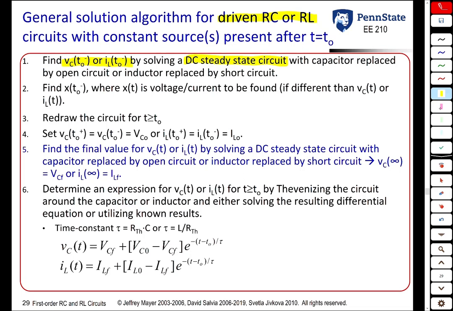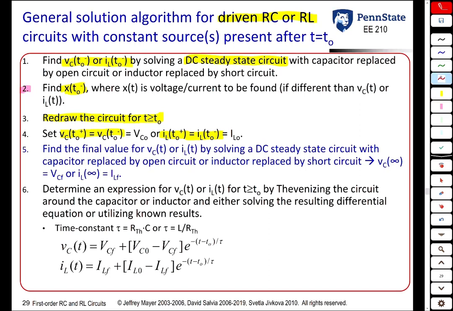Second step, which is one of these steps that you may or may not have to do depending upon the problem that you're solving, is if you're looking for a variable x other than VC or IL, find that value also at t naught minus. Third step is also the same. You redraw the circuit after the discontinuity. And just like in the source-free case, we know that the value right after the discontinuity of VC is unchanged, or the value of the current through the inductor at t naught plus is unchanged.